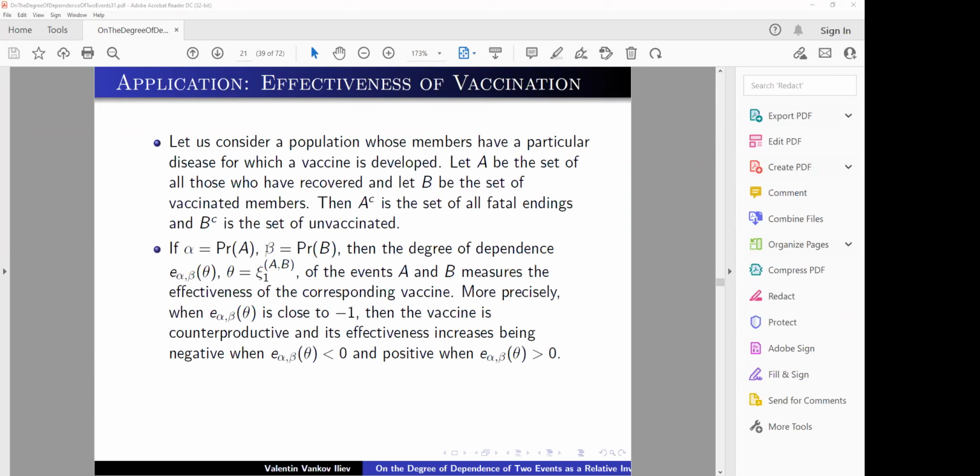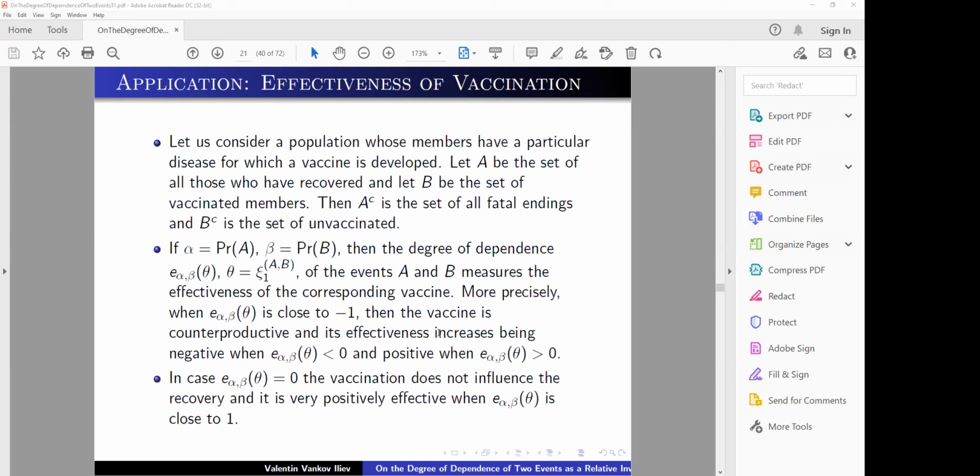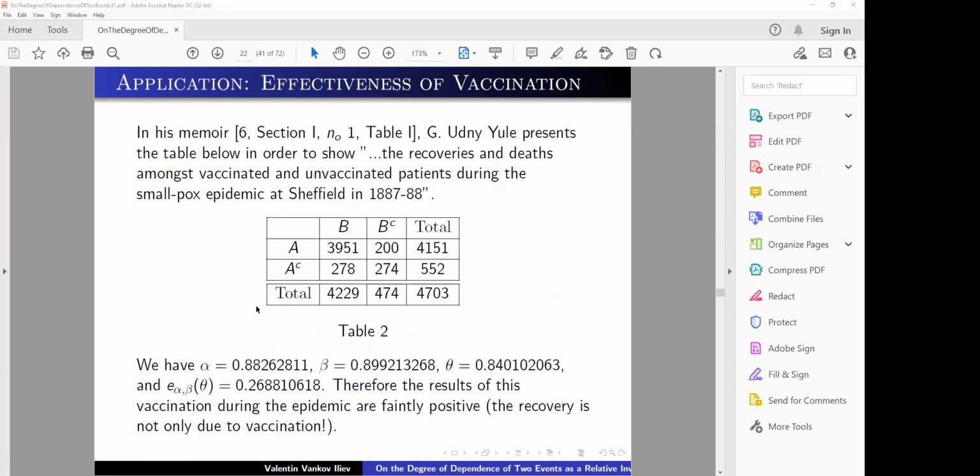If alpha is the probability of A, beta is the probability of B, then the degree of dependence of the events A and B measures the effectiveness of the corresponding vaccine. So if it is close to -1, then the vaccine is counterproductive, and its effectiveness increases, being negative when the degree of dependence is negative, and positive when it is positive. In case it is 0, the vaccination does not influence the recovery. And it is very positively effective when the degree of dependence is close to 1.